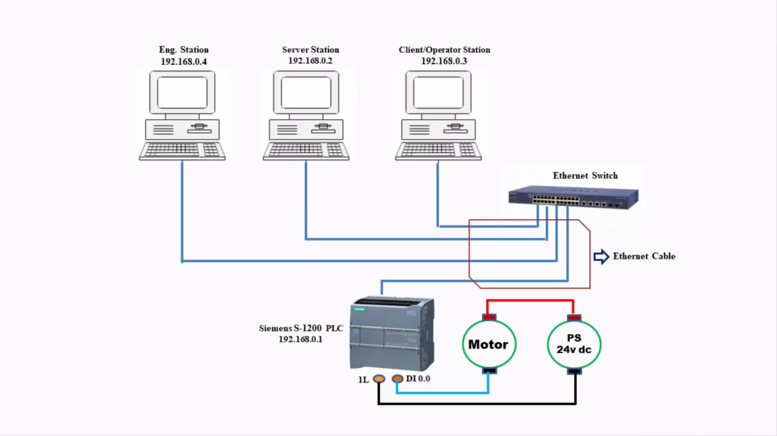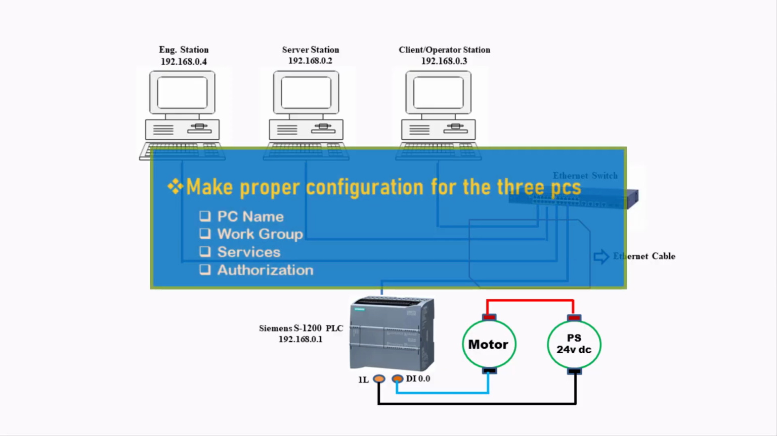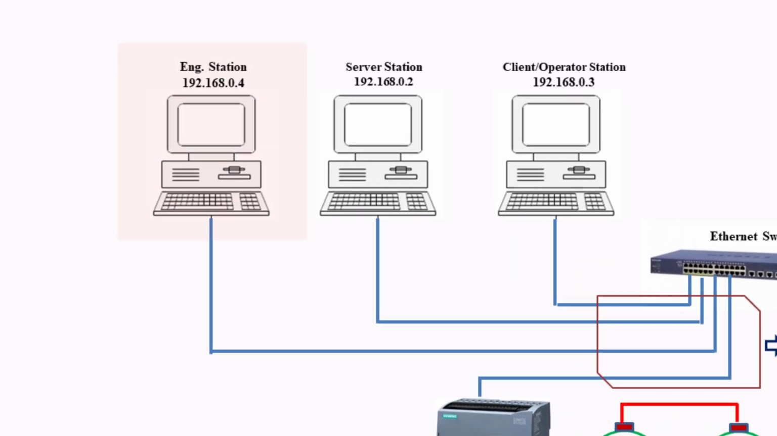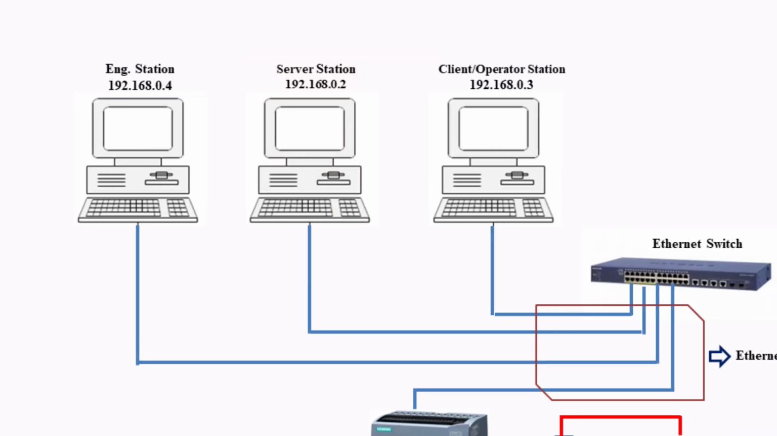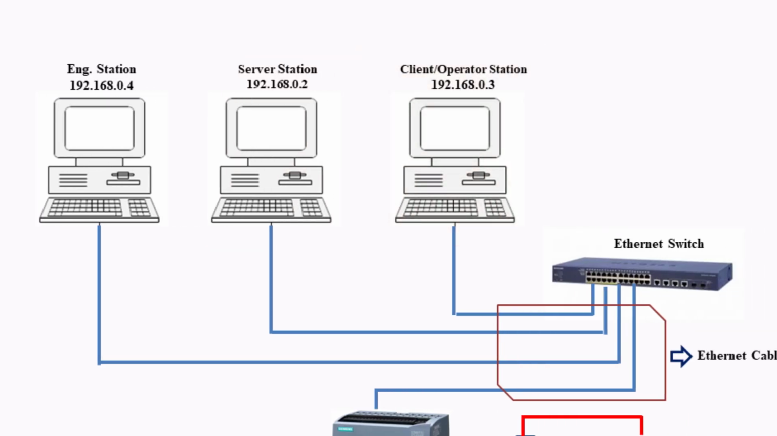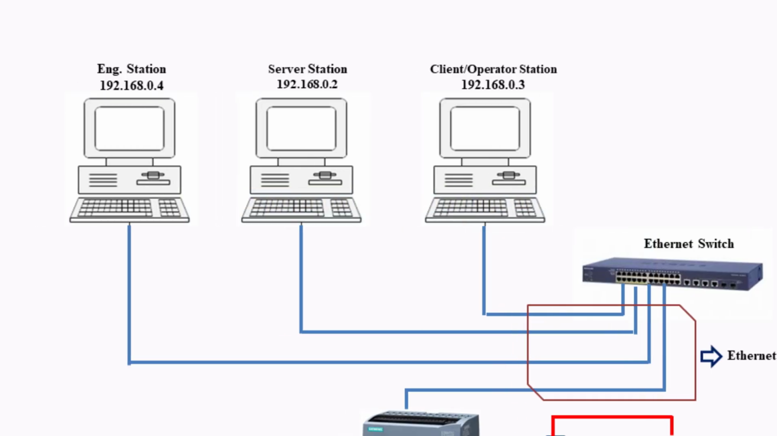Before we proceed to this project, we can take a look at the step-by-step procedure that we can follow to implement this project. This will help you to get a clear idea about the whole task of server-client configuration, which will make it easier to complete the task. First of all, make proper configuration for each of the 3 PCs so that one PC is the engineering station, one PC is the server station, and the third one is the client station. In the next step, make proper communication settings for the engineering PC, server PC, and client PC.